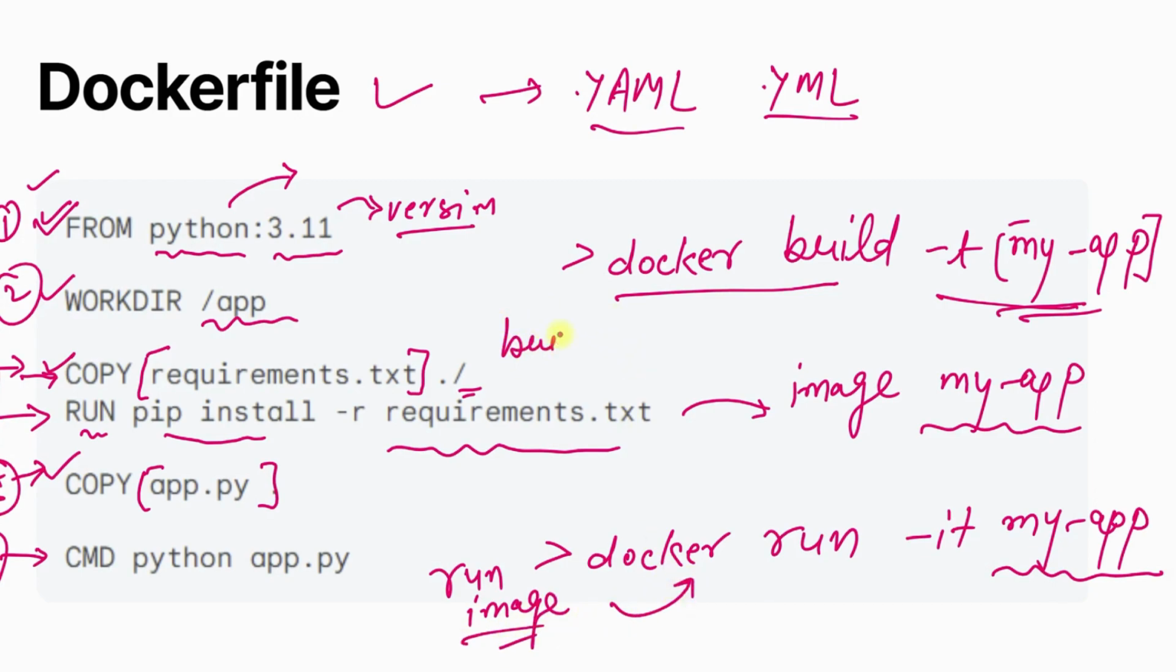To build an image from a Dockerfile, you need to run this command. Once you run this command, your container will be created. So these are the steps we need to follow from our instructions to run a container. So first thing we need to build, then we need to run.